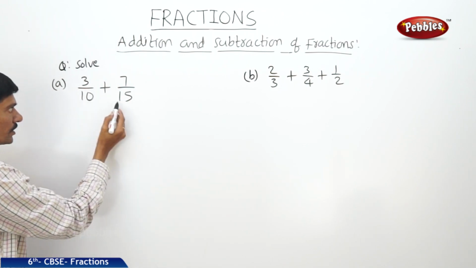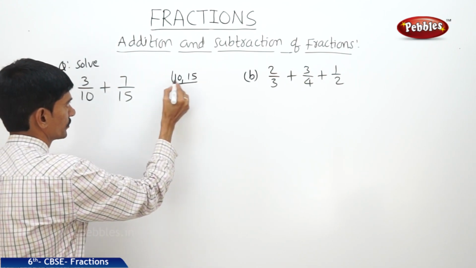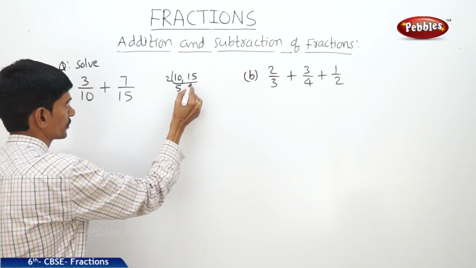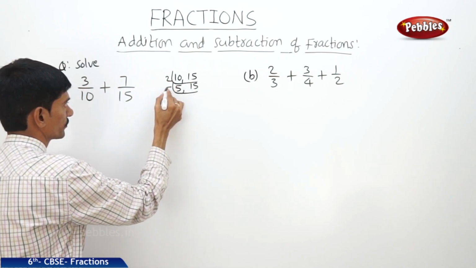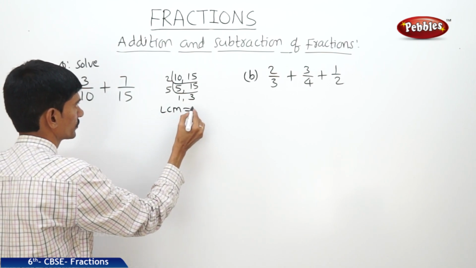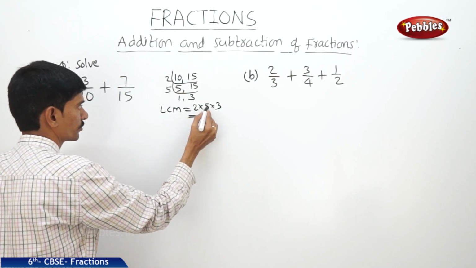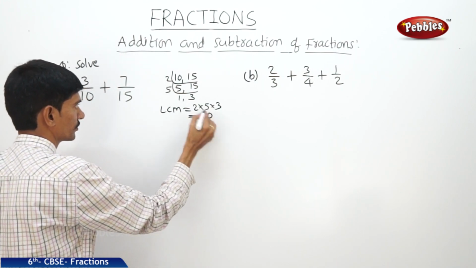So let us find the LCM of the denominators 10 and 15. So 2 5s are 10 and 15 same. Then 5 1s are 5, 5 3s are 15. So LCM equals 2 into 5 into 3, that is 2 5s are 10, 10 3s are 30.